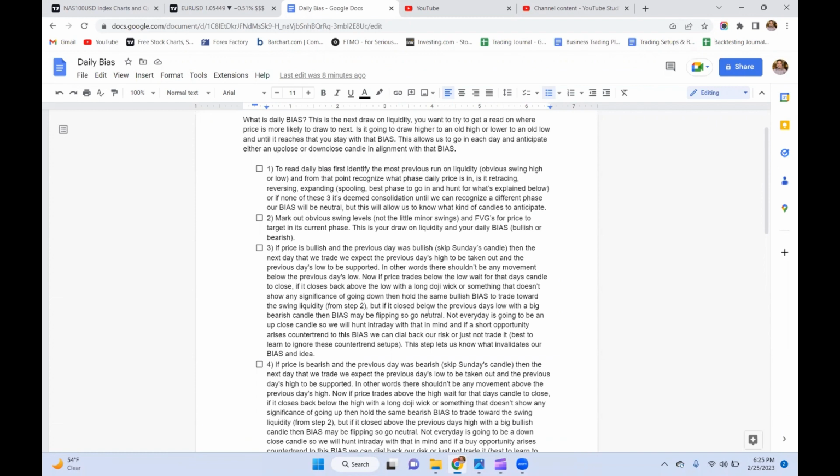But if it closed below the previous day's low with a big bearish candle, then bias may be flipping, so go neutral. Not every day is going to be an up close candle, so we will hunt intraday with that in mind. And if a short opportunity arises, counter trend to this bias, we can dial back our risk or just not trade it. Best to learn to ignore these counter trend setups. This step actually lets us know what invalidates our bias and ideas.